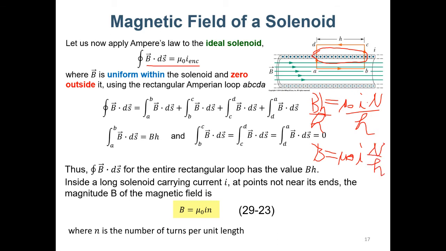So small n here means the number of turns per unit length, not the number of turns itself. It is normalized by this length. So this is the small n, and you need to be careful. This tells you that if you want to have a larger B field inside here, you either increase the current, or increase the number of turns per unit length.